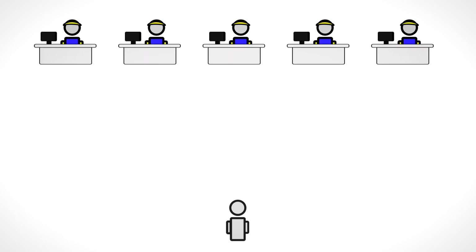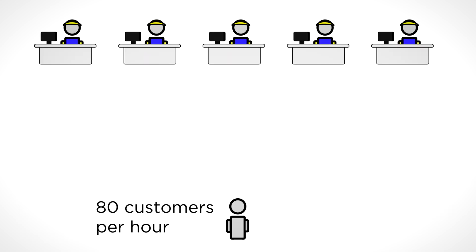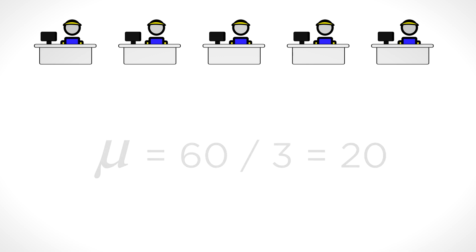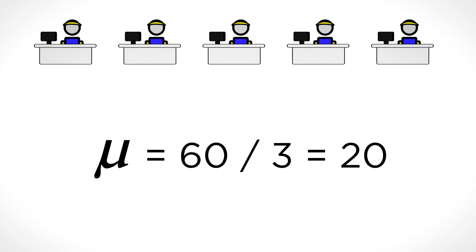First, the arrival rate of customers to the supermarket is 80 customers per hour. Second, the average amount of time it takes a cashier to serve a customer is 3 minutes, which corresponds to, on average, each cashier being able to serve 20 customers in an hour.